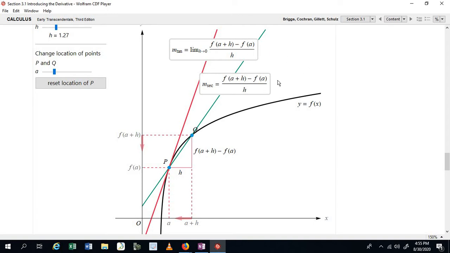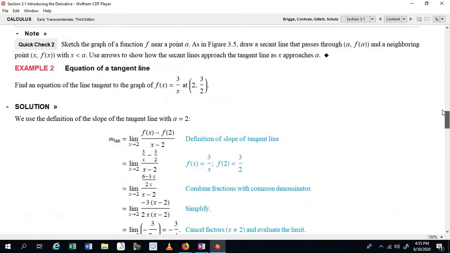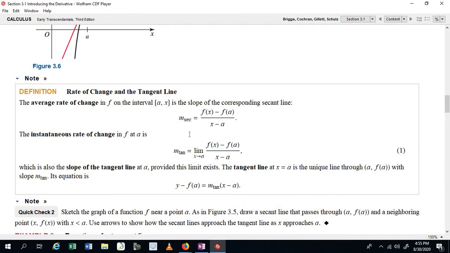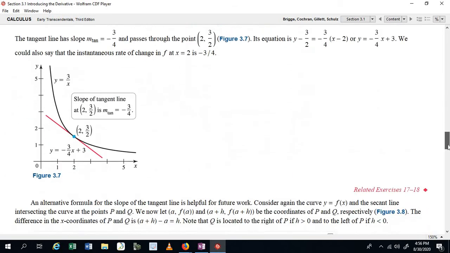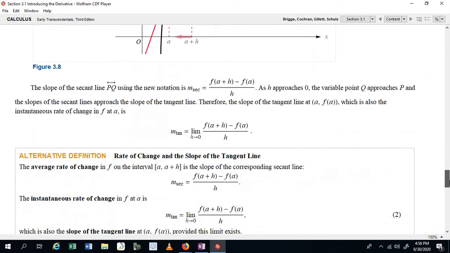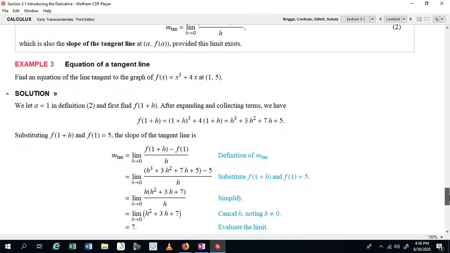Okay, so we have two alternative definitions for the instantaneous rate of change in a function at a, and also for the average rate of change in a function between two points. Now, our earlier definitions, if you need to refer to them, were these definitions. They'll give you the same answers, and now we have alternative ways of defining both of these.